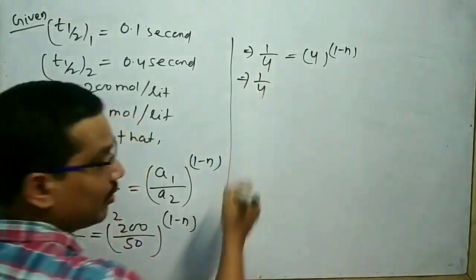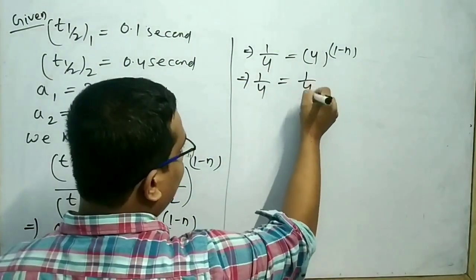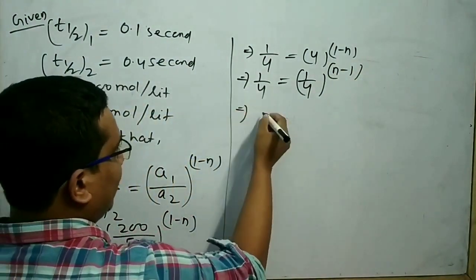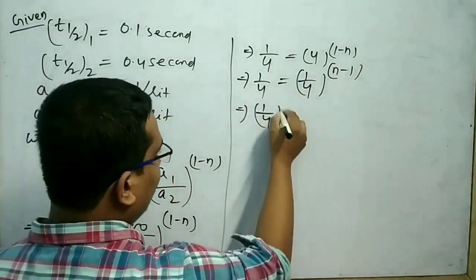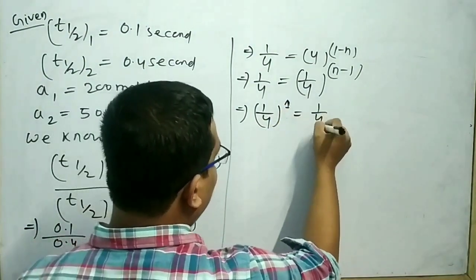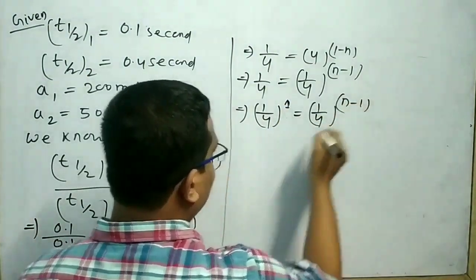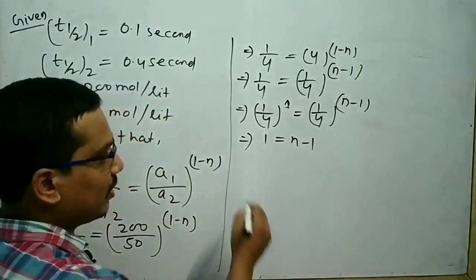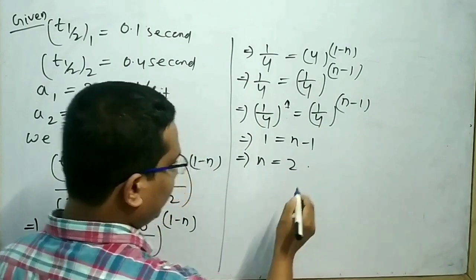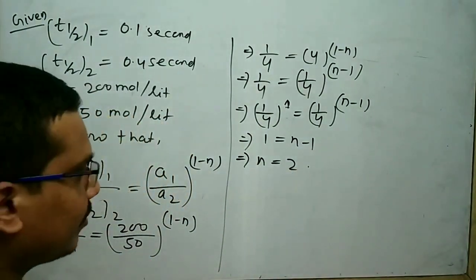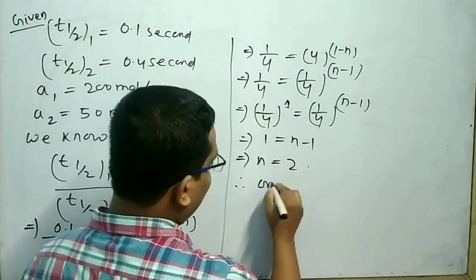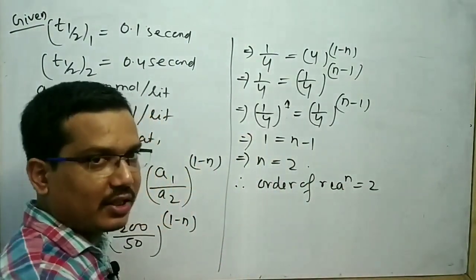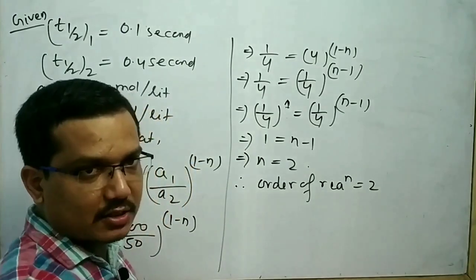Imply that 1/4 equals (1/4)^(n-1). Imply that (1/4)^1 equals (1/4)^(n-1). Now I can write 1 equals n minus 1. Imply that n is equal to 2. Our question is to find out the order of reaction. So we can write order of reaction equal to 2. That means we can think about the second order reaction.